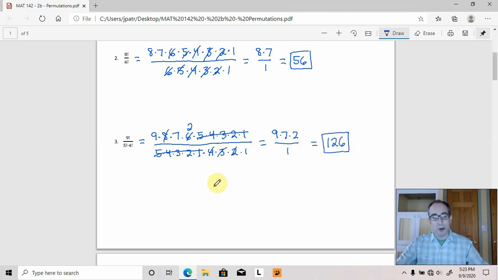And this is another one where the key is the cancellation, right? You cancel out as much as you can, because otherwise you'll get the same answer, but you have to deal with a lot of big numbers to get there. And it's better to have small numbers than big numbers, I always say, right? The mathematics gets much easier when the numbers are not quite as big.